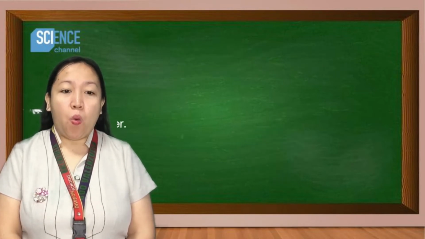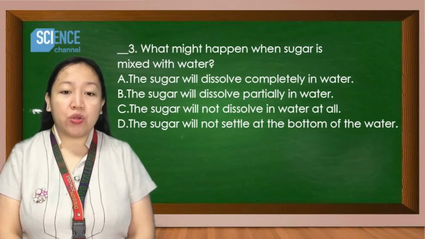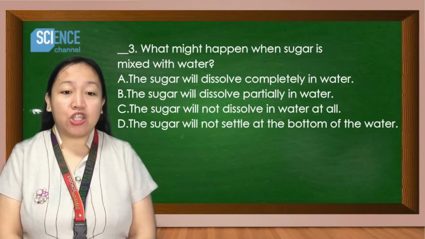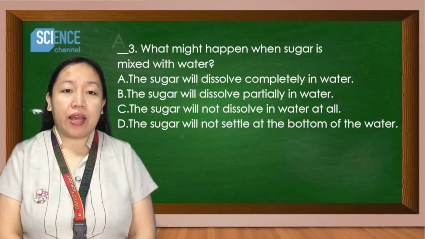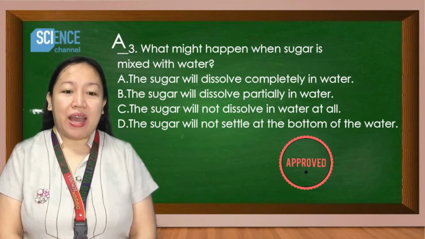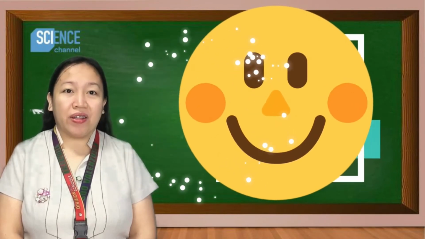Number 3. What might happen when sugar is mixed with water? A. The sugar will dissolve completely in water. B. The sugar will dissolve partially in water. C. The flour will not dissolve in water. And D. The sugar will not settle at the bottom of the water. If your answer is A, exemplary. Spectacular! Let's move on.